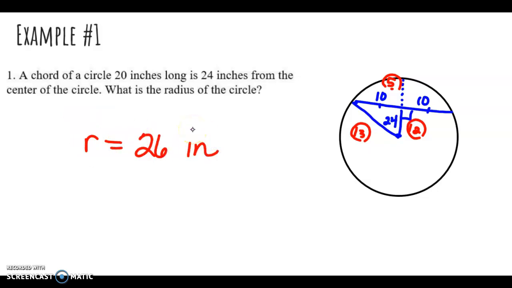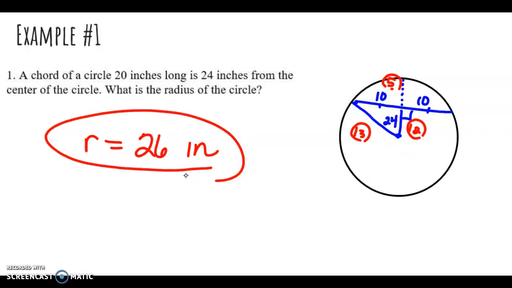Again, could you use Pythagorean theorem and take, say, 10 squared plus 24 squared equals the radius squared? Absolutely. This is a little bit quicker. Remembering your triples, the 5, 12, 13 would come into play. Okay?